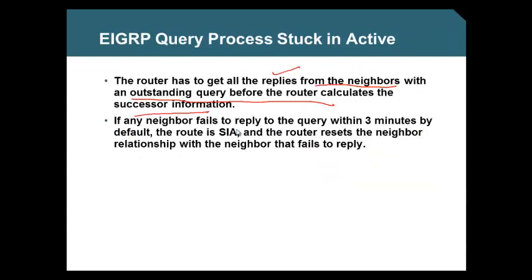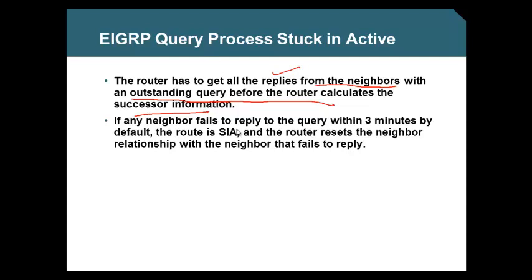What is the problem? When a primary route goes down, when a successor route goes down, and when there is no feasible successor, the router is going to send queries to all the neighbors. If I have 10 neighbors, it will send to all 10 neighbors asking for the route to reach the destination which is lost. And this query goes to all the 10 neighbors.